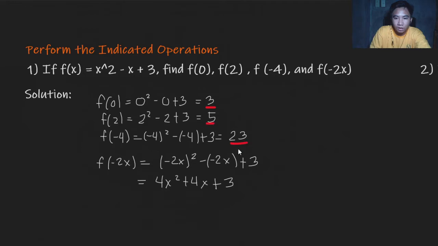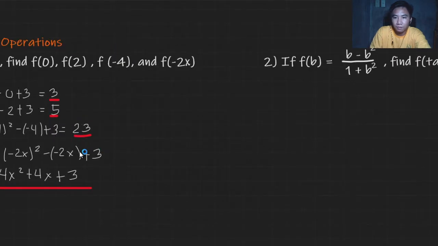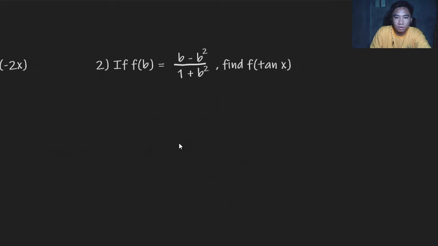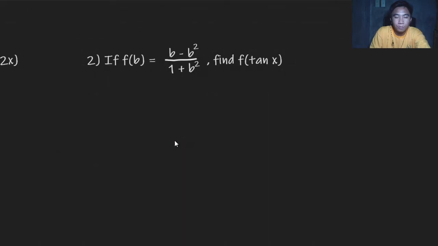So, next number. If f of b equals the quantity b minus b squared all over the quantity 1 plus b squared, find f of tangent x. So, our solution will be f of tan x, the function of tan x. So, substitute tangent x for b.